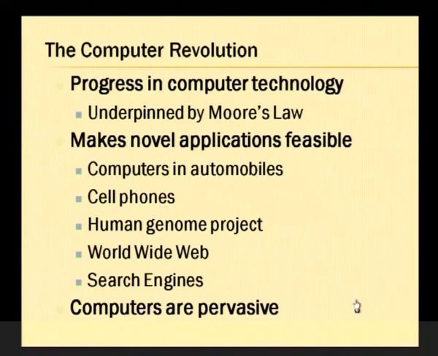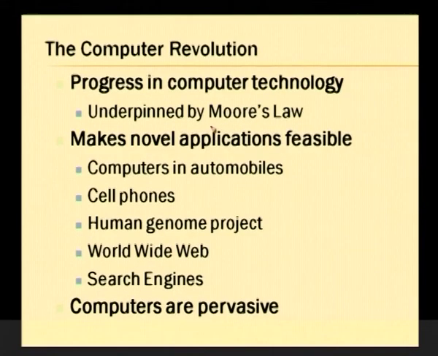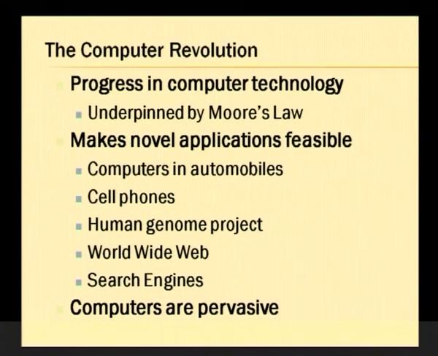So what do we mean by the computer revolution? We say that we are now in a world where a computer revolution is taking place. So what do we actually mean by this? Essentially it talks about the progress that has taken place in computer technology, and this progress has been facilitated by a law called Moore's law. Gordon Moore was one of the founders of Intel Corporation, and he came up with the prediction that the number of transistors in a processor would double every 18 months.